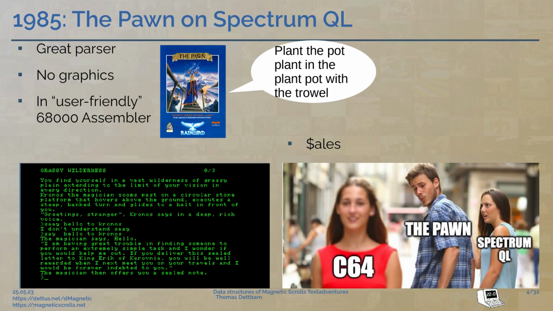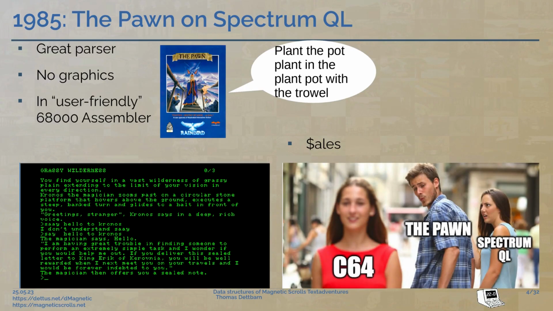And to really show this, they wanted to have a game which had a very powerful parser. And this parser was so powerful that it was even able to understand complicated sentences like this one here. Plant the pot plant in the plant pot with a trowel. When you read about Magnetic Scrolls, you always come across this sentence. And in the media, everybody was like, oh my God, magic. Or, oh my God, artificial intelligence. Well, it was not that. I will tell you in the next chapter.